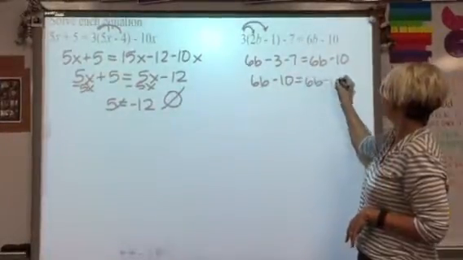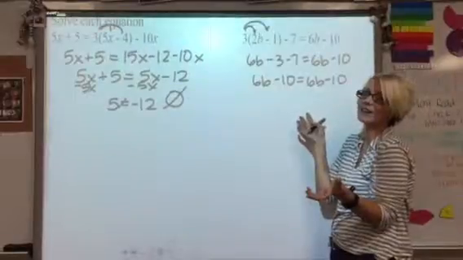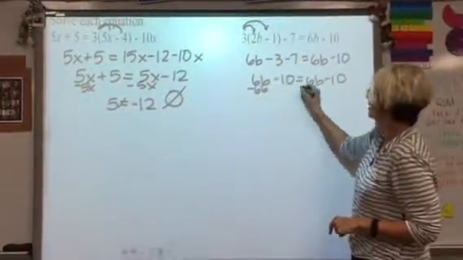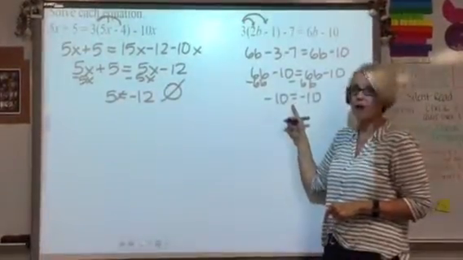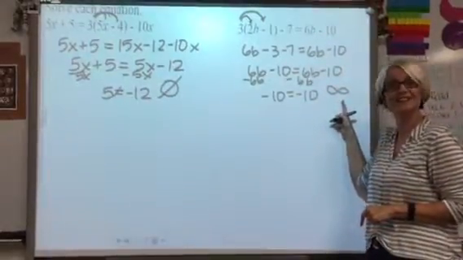Hey, look here. What do I see? Same number, same variable. So I know this is going to be identity or empty set. And so let's just subtract the 6b. Subtract 6b, and I get negative 10 is equal to negative 10. When is that true? Always. So this is what we put an infinity symbol for. This is identity, because it's always true.